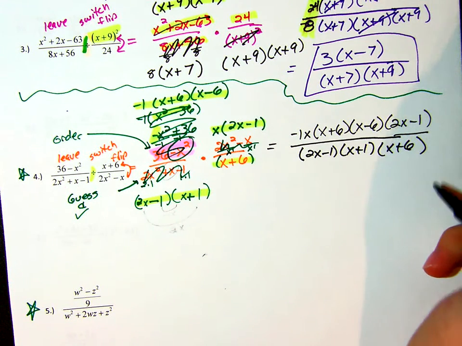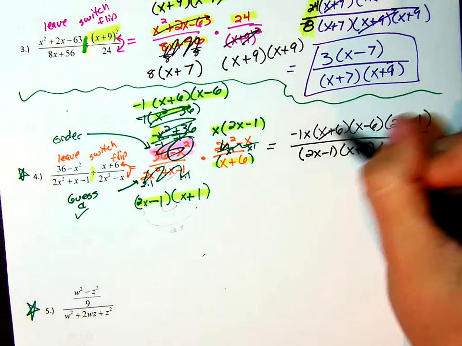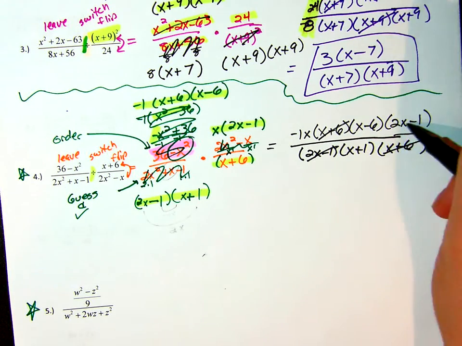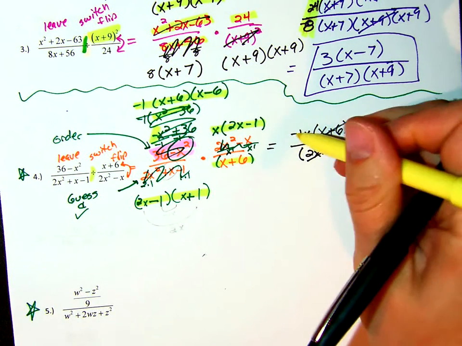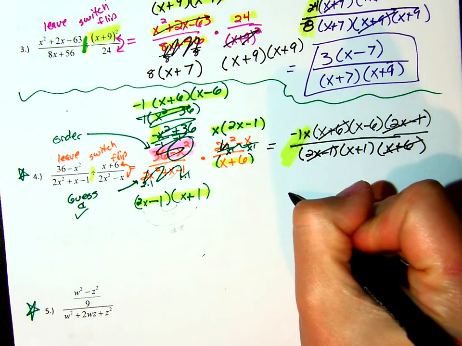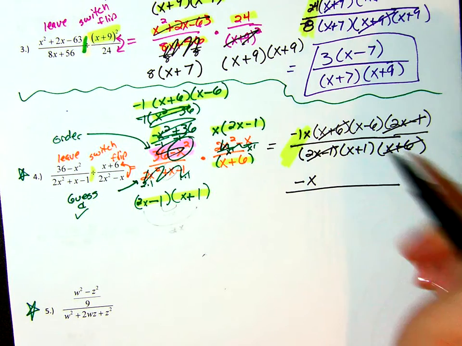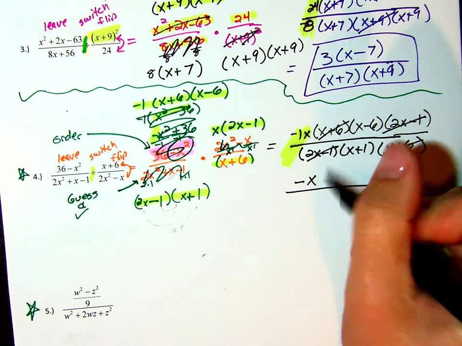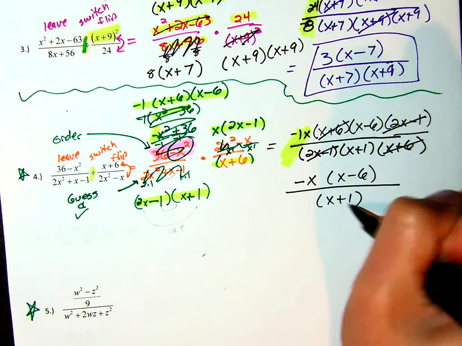So now we can go ahead and cancel out what's the same. So we have an x plus 6 and an x plus 6, 2x minus 1 and 2x minus 1. We only have one outside term here, so only one monomial in the numerator, so there's nothing to reduce, so then I can just write down what's left. On the top we have a -x, because we normally don't write a coefficient of 1. We also have the x minus 6, and on the bottom we have x plus 1. And then that's your final answer.